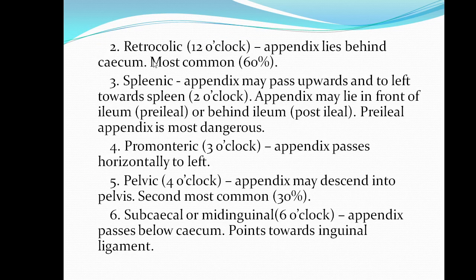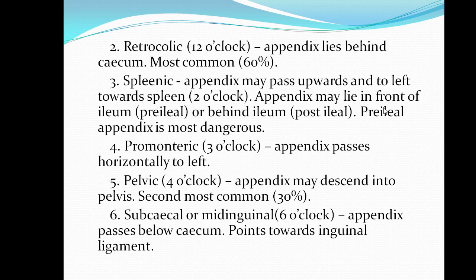The retrocolic or the 12 o'clock position, here the appendix lies behind the cecum, and this is the most common position. Retrocolic appendix is the most common position, common in about 60%. The splenic, when the appendix may pass upwards and to the left towards the spleen. This is the 2 o'clock position.